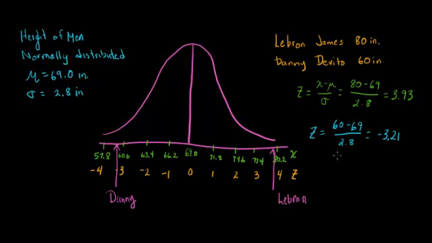Okay. Finally, I want to point out the z-score for the mean, let's make sure this makes sense. If we calculate the z-score for the mean, we'd say 69, that's the value of interest, minus the mean, divided by the standard deviation, and we get 0 divided by 2.8, which is 0, which should make sense now. Our mean has a z-score of 0.